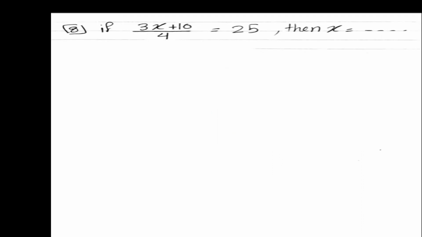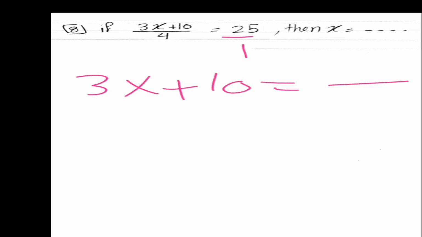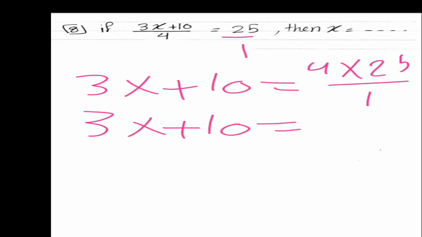Here in example number 8, he says that if (3x + 10) over 4 equals 25, then x equals what? So here we will use the proportion as 25 over 1 and make a cross. But here we will get the value as 3x plus 10 equals, make a cross, 4 times 25 over 1. So 3x plus 10 equals 4 times 25 over 1, which will be 100.